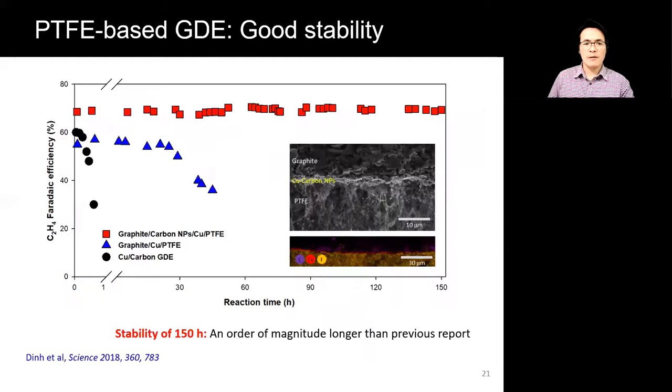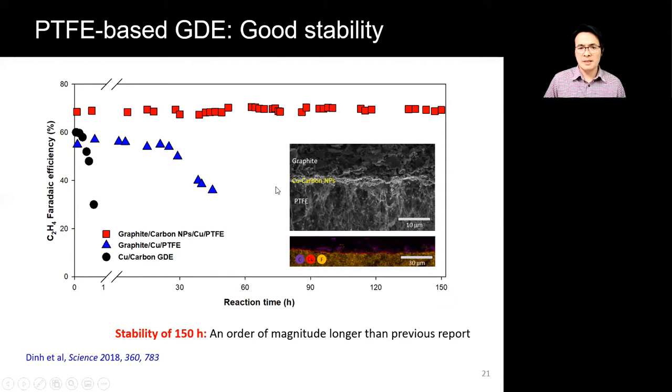And the sample worked very well in terms of stability. As you can see here, the copper on PTFE sample can maintain a good selectivity of around 65 to 70% for ethylene for more than 150 hours. While the carbon sample, again, did not function after an hour or so. We have also another control sample of graphite on copper on PTFE without the carbon layer. It also worked, but with lower selectivity for ethylene, and also a little bit lower stability.